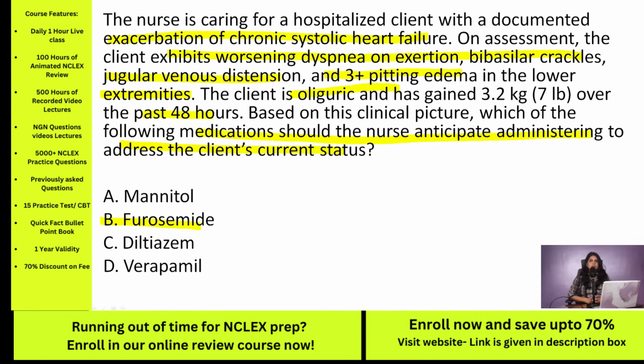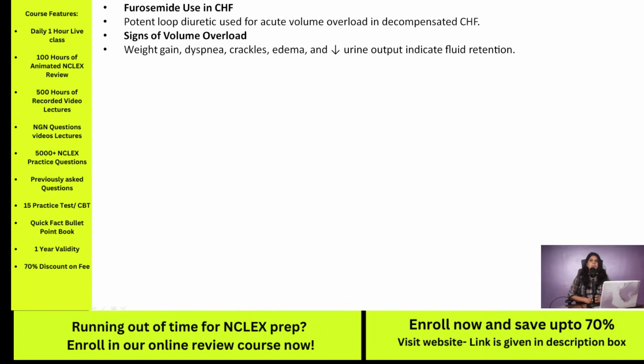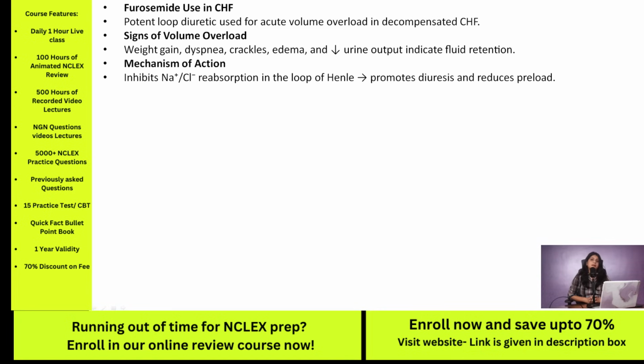Furosemide is a potent loop diuretic that promotes the excretion of sodium and water by inhibiting their reabsorption in the thick ascending limb of the loop of Henle. This action helps relieve pulmonary and peripheral congestion, improves urine output, and reduces preload, making it the appropriate intervention in acute decompensated systolic heart failure. The other options are inappropriate.